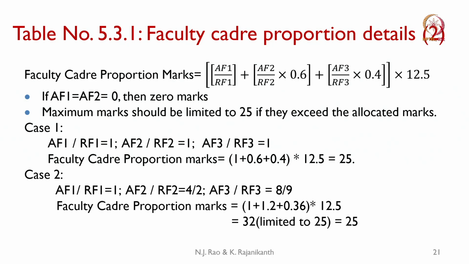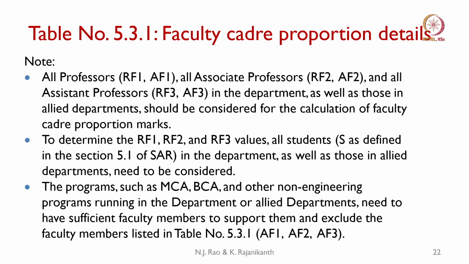to only 25. Similarly, whatever be the AF3 value, if AF1 and AF2 are both 0, that means neither associate professors nor professors exist in the department, then it is 0 marks. So, you must be careful about computing these numbers when you try to evaluate how many marks you are going to get for your program. These are just the notes which I explained to you.